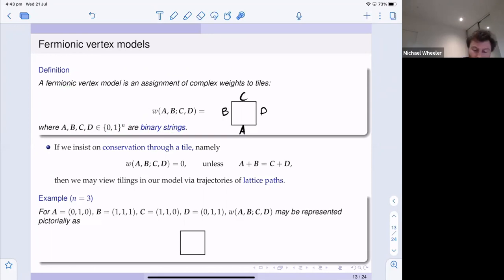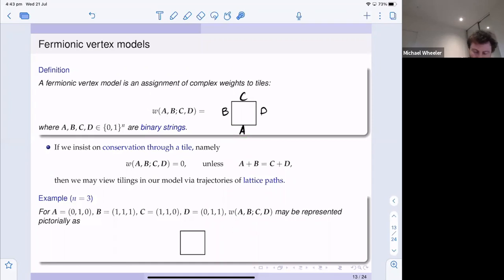Okay, so the first property that you typically have for these types of models is that the weight is equal to 0 unless the sum of these 2 vectors here and here is equal to the sum of these 2 here. We refer to this as a conservation property. It essentially says that whatever comes in here and here has to leave via here and here. So there's some natural flow in this direction.